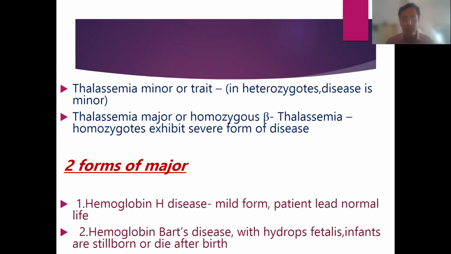Now, thalassemia minor, that is the heterozygous disease, minor, and the homozygous form exhibits severe disease. Two forms: the mild form, in which patients lead a normal life. Hemoglobin Bart's disease in the homozygous fetus, where infants are stillborn or die after birth.